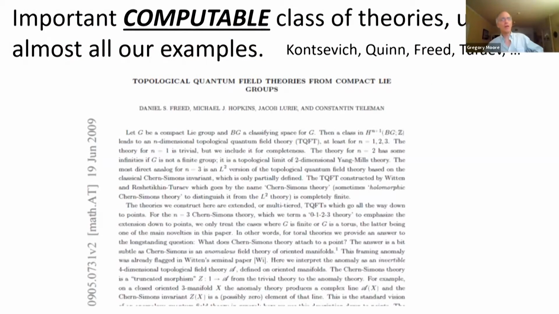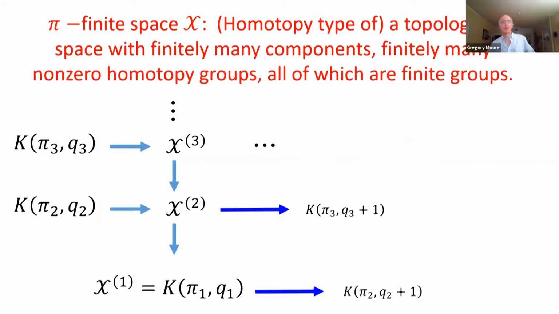So to define one of these finite homotopy theories, we start with the data of a pi finite space. This is a topological space, defined really up to homotopy type. It's a topological space which has finitely many connected components, each connected component has finitely many non-zero homotopy groups, and each of those homotopy groups is a finite group.